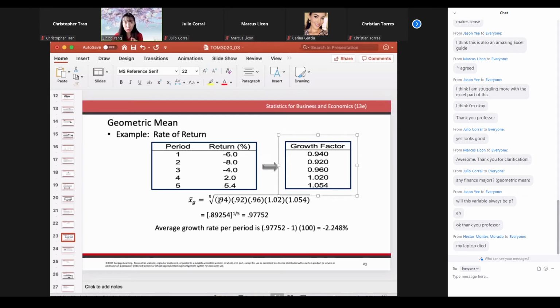And then what we do is we multiply all the growth factors, relative to 100%. What's the growth factor? Okay, 94%, 92%, 96%, 102%, 105.4%. So multiply all your growth factors. And because those are 5 numbers, after you multiply, you take the 5th root of that multiplication.